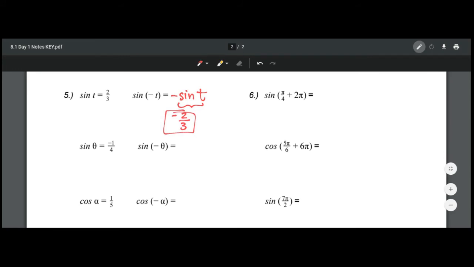Same thing for the second one. We know that sine of negative theta is equal to negative sine of theta. So if we know what sine of theta is equal to, it's negative 1/4, we have negative 1/4, which becomes positive 1/4.